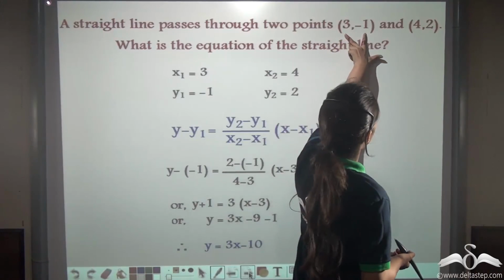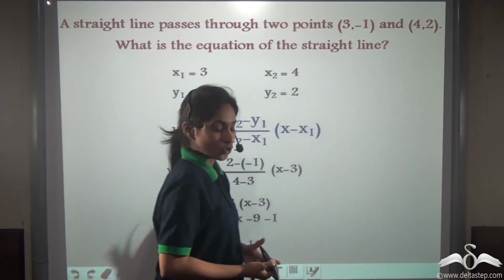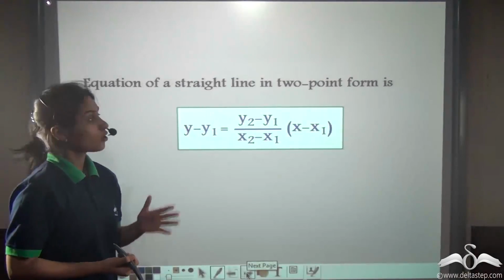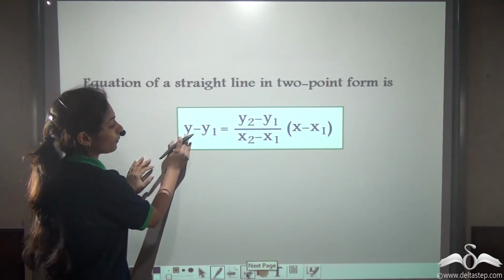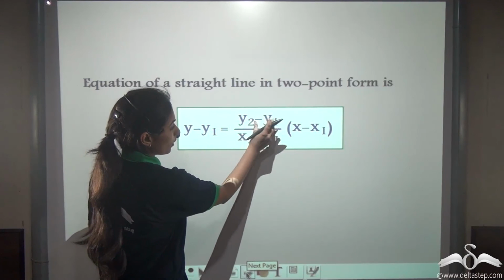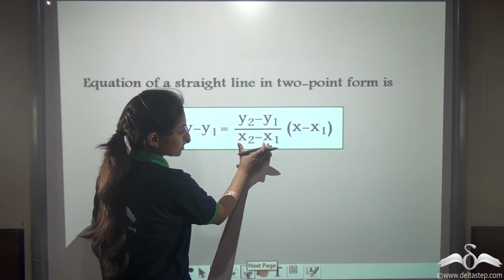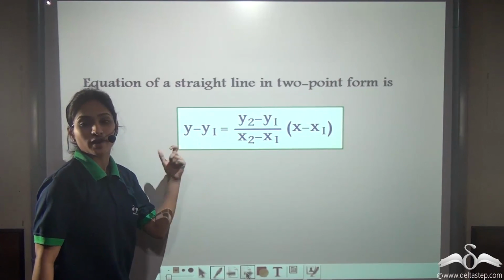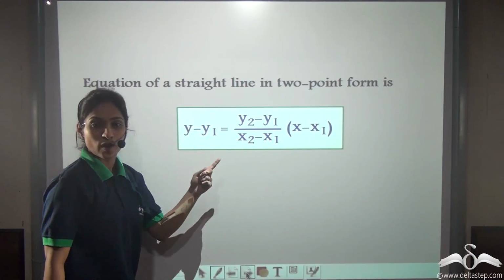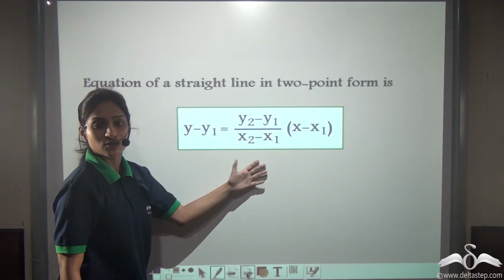So y is equal to 3x minus 10 is the equation of a straight line which passes through the points 3 comma minus 1 and 4 comma 2. So the equation of a straight line in 2-point form is what? y minus y1 equal to y2 minus y1 by x2 minus x1 into x minus x1. You have to substitute the values for x1, y1 and x2, y2 and get an equation in terms of x and y.